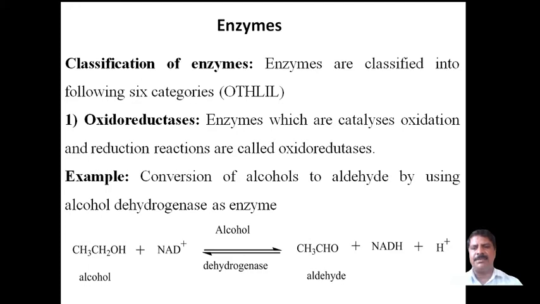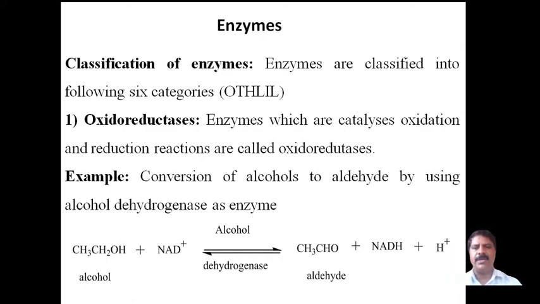This can be classified. The first one, O, is indicated as oxidoreductase. Oxidoreductase is the first class of enzymes. Now what is meant by oxidoreductases? Enzymes which catalyze oxidation and reduction reactions are called oxidoreductases. They are those enzymes which involve biochemical reactions by oxidation and reduction simultaneously.